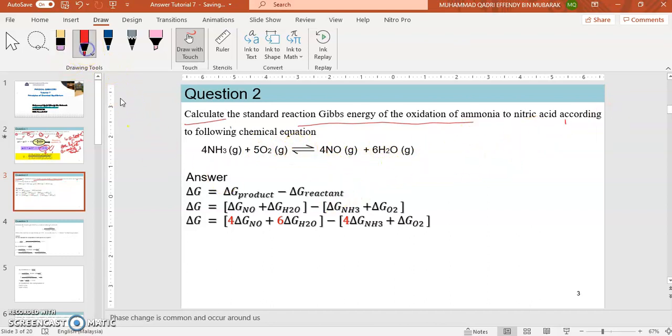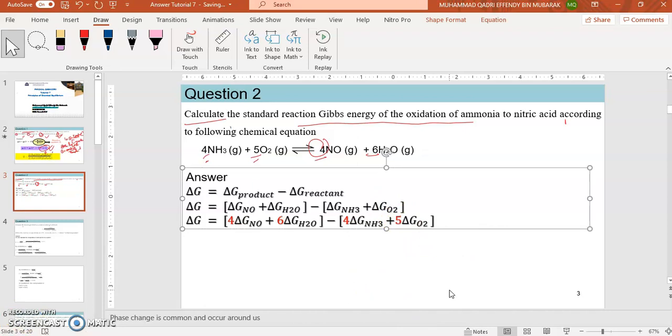So now what we did is, remember that we have the coefficient for each species, so that's why we put it for delta G of NO. So here we now have 4 moles of nitrogen oxide plus 6 moles of water, and then minus, in brackets, the summation of the reactants, 4 moles of ammonia plus 5 moles of oxygen.